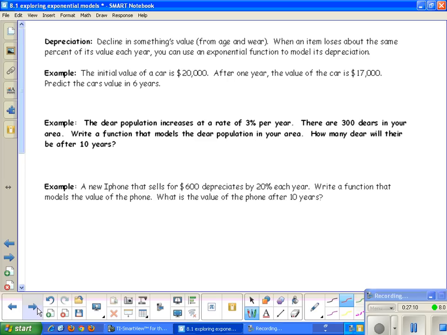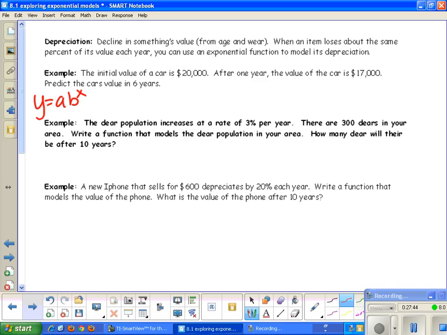Depreciation is a word that means the decline in something's value from age and wear. When an item loses about the same percent of its value each year, you can use an exponential function to model its depreciation. Since we're doing exponential models, we're still using y equals ab to the x power. Now these are different than the other ones that we did, which were exponential growth. The initial value of a car is $20,000. After 1 year, the value of the car is $17,000. Predict the car's value in 6 years.